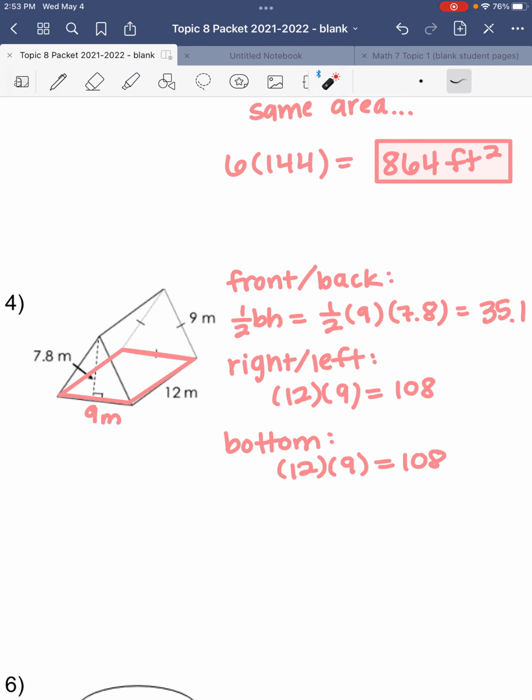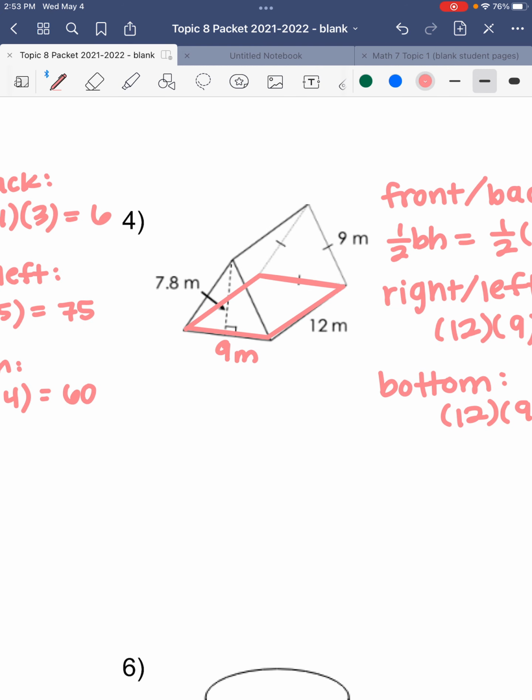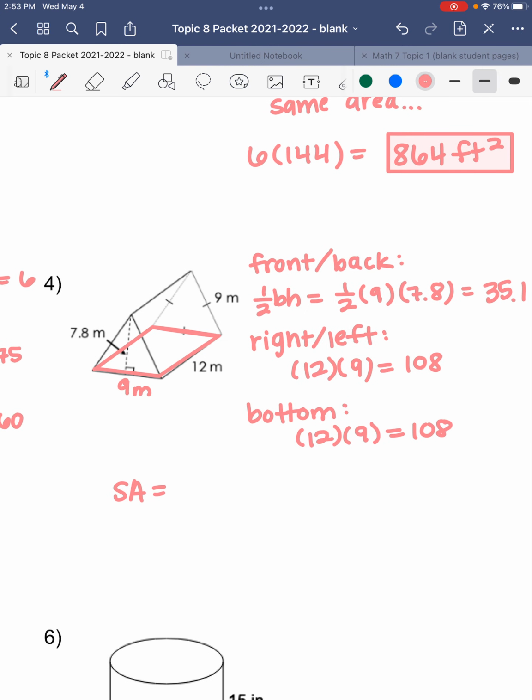And remember, there are 5 sides because there's a front, a back, that's 2, a right, a left, that's 4, and a bottom, that's 5. So I'm adding up 5 numbers, right? So surface area is my front and back, 35.1 plus 35.1. Now my right and left, 108 plus 108. Now my bottom, 108. So now I'm ready to put all of this into my calculator and see what my total surface area of this triangular prism is.